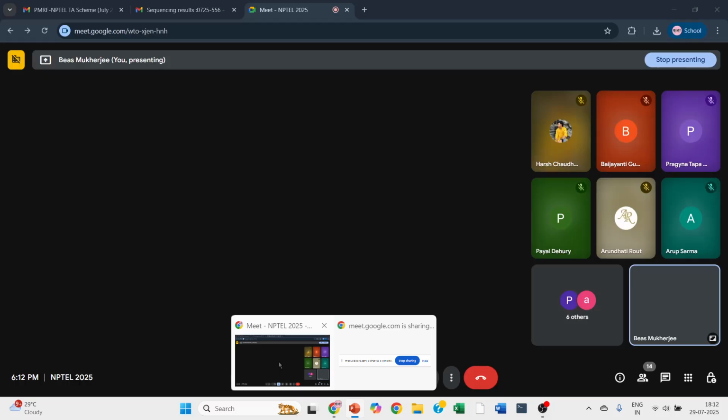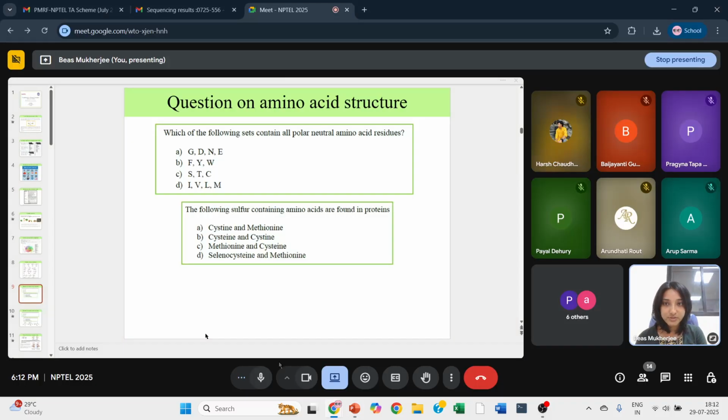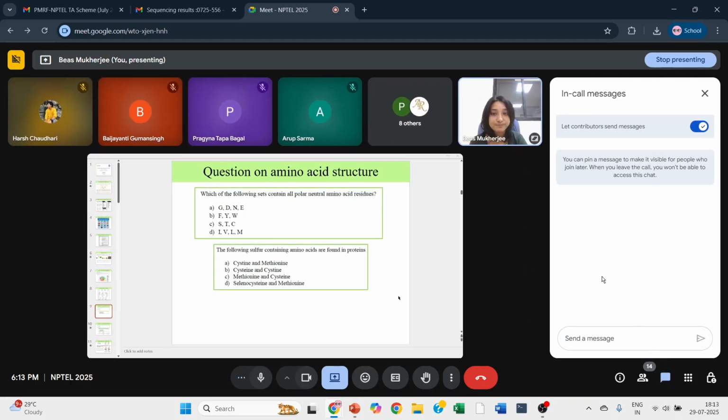Now, there's a quick question for you. Try to answer this. You can write the answer in the chat box. Which of the following sets contain all polar neutral amino acid residues? Polar neutral. Think of the side chain, and you also have to remember the single letter code of the amino acids plus the triple letter code, because in questions either single letter code or triple letter code can be mentioned. The first option is glycine, aspartic acid, asparagine, and glutamic acid. You can answer in the chat box. I'll keep the chat box open for you.